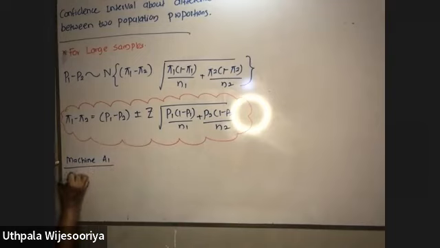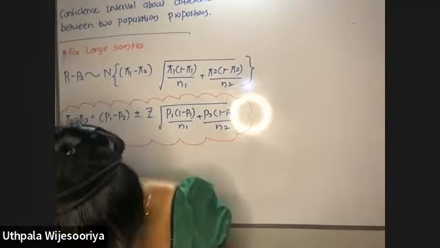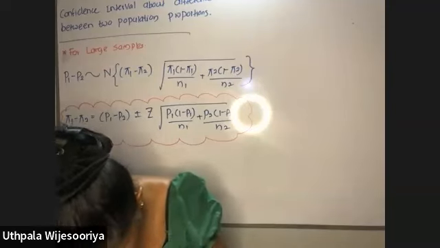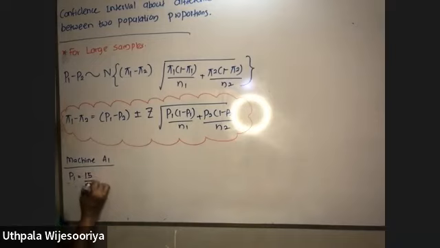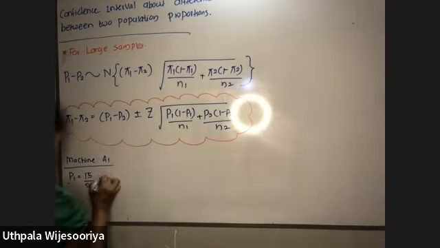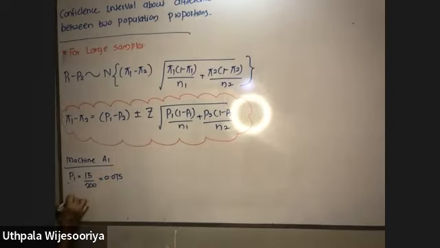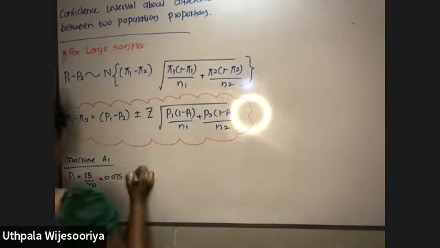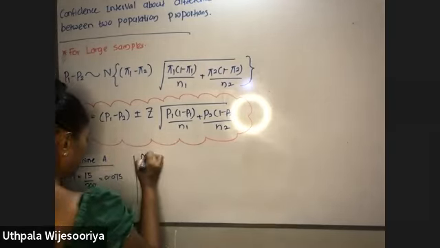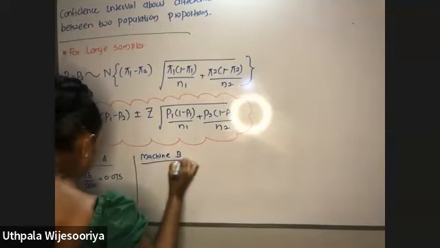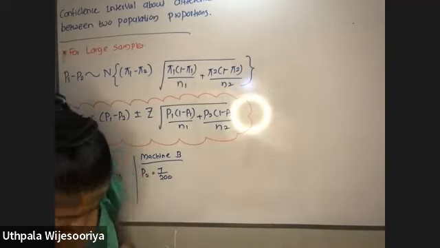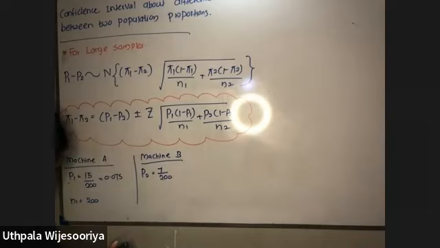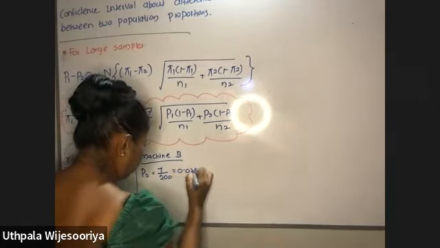What is your P1? For machine A, 15 out of 200. As a decimal, 0.075. N1 is 200. For machine B, P2 is equal to 7 over 200, which is 0.035. N2 is 200.